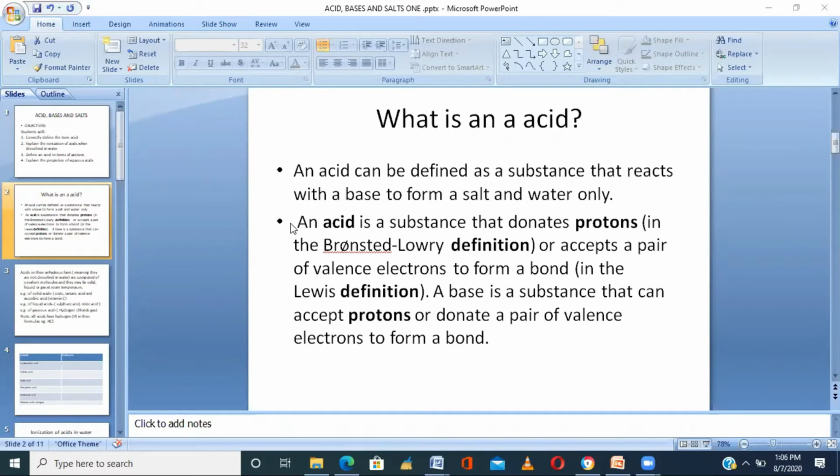And when we go to the next slide, you will see that. So apart from being a proton donor, it also accepts a pair of valence electrons to form a bond. And this has to do with the Lewis definition. So basically you'll see them used interchangeably. But these are just the various definitions that I put here. The one that I actually want you to remember is the one at the top: that it reacts with a base to form a salt and water only. So that's the important one.